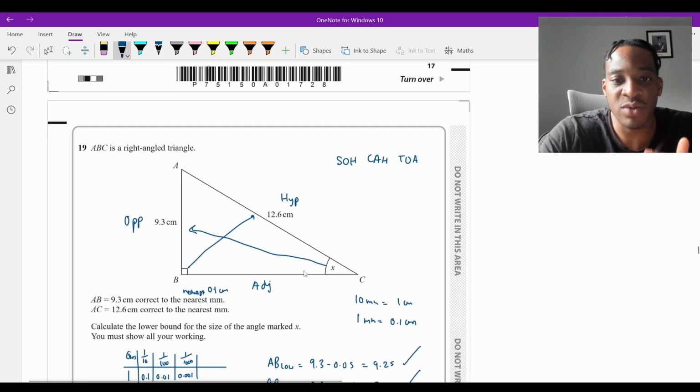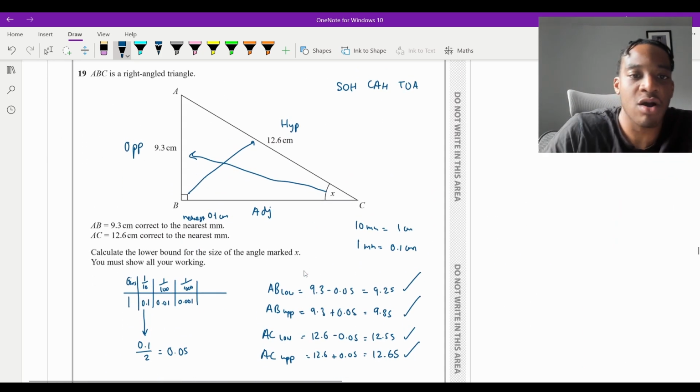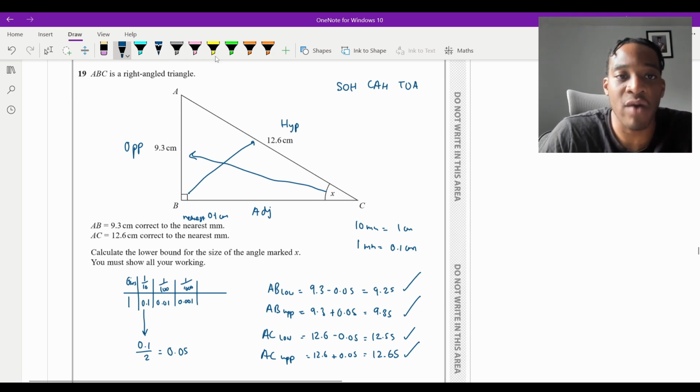So how do we deal with SOHCAHTOA? Well, firstly, you're going to ask yourself, we're looking for an angle, right? So we need two sides. Well, what sides have they given us? We've got 9.3, which represents the opposite. So I'm going to highlight O here. And we've also got 12.6, which represents the hypotenuse. I'm going to highlight H here. So it has to be SOH that we're using, right? So it can't be CAH, can't be TOA. So we know we're using SOH.